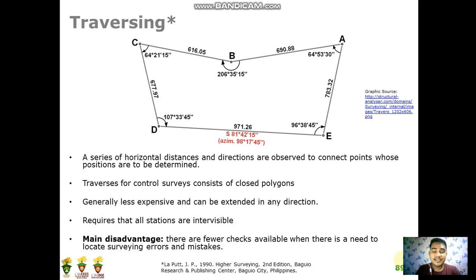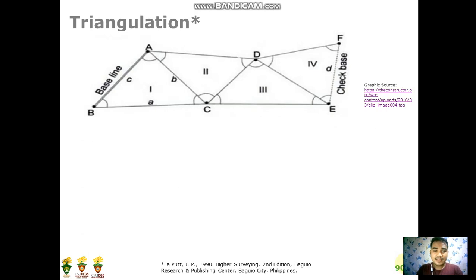And the main disadvantage of traversing is there are fewer checks available when there is a need to locate surveying errors and mistakes. Wala ta kabalo asa nga corner ang pinaka-erroneous dito nga part. So ang ato nang ginabuhat is distribute lang nato siya. Di nato mahibaw-an kung asa ang pinaka-dakong naka-contribute of error. So i-generalize na lang siya para i-distribute ang error sa tanang stations. Next method is the triangulation.